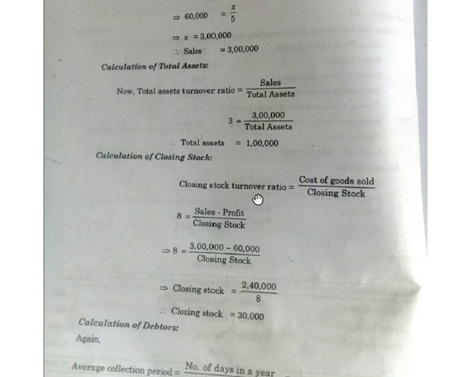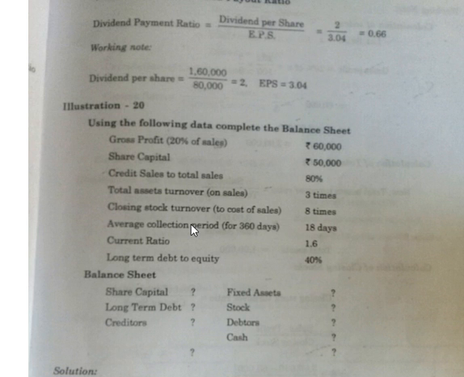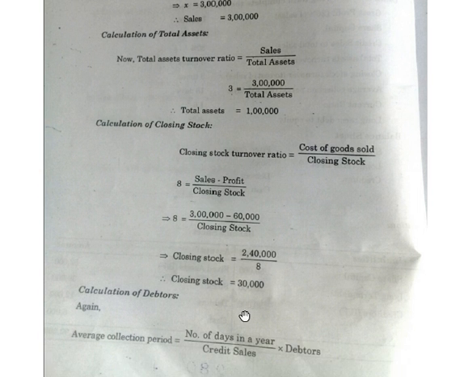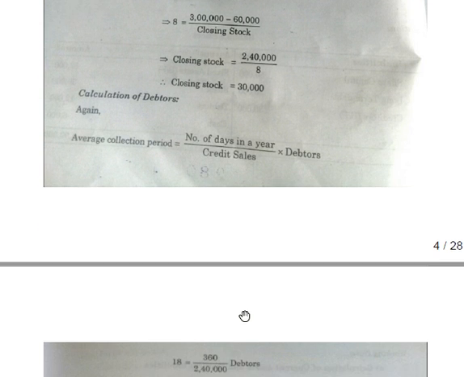Now let us calculate the closing stock. What is the next information they have given? Closing stock turnover ratio, which is 8 times. Using this, let us calculate the closing stock. Closing stock turnover ratio is equal to cost of goods sold divided by closing stock, the same formula as stock turnover ratio. So 8 is equal to sales minus profit, which is the cost of goods sold, divided by closing stock. So 8 is equal to 3 lakhs minus 60,000, where 3 lakhs is sales and 60,000 is gross profit, divided by closing stock. So closing stock is equal to 2,40,000 divided by 8. Closing stock is equal to 30,000.